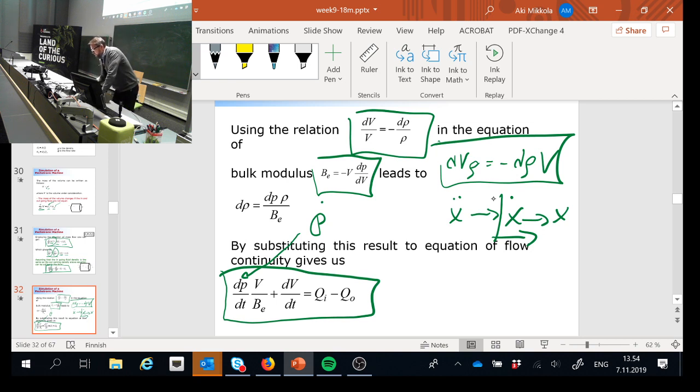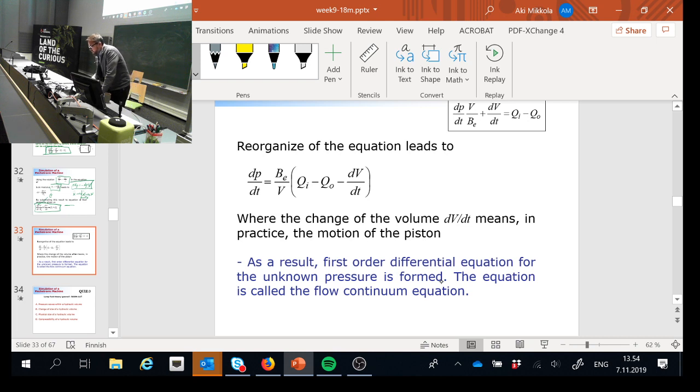Okay, so let's finalize the case. Let's take everything to the right hand side of the equation, and once I do that, this is how my P dot looks.